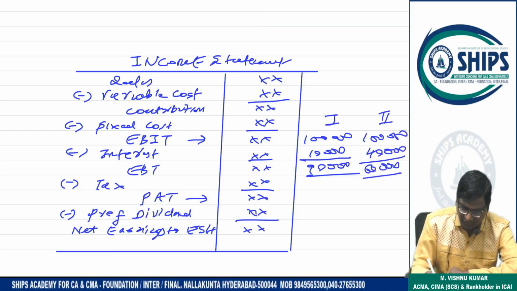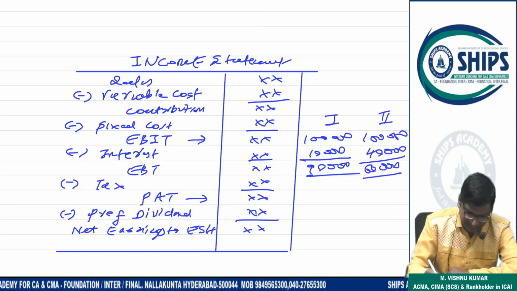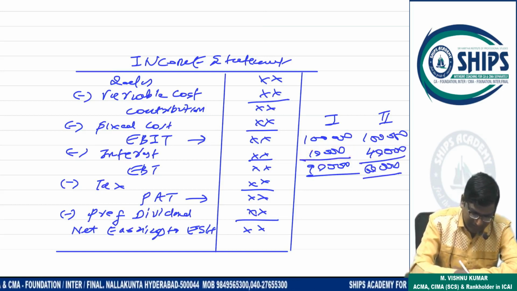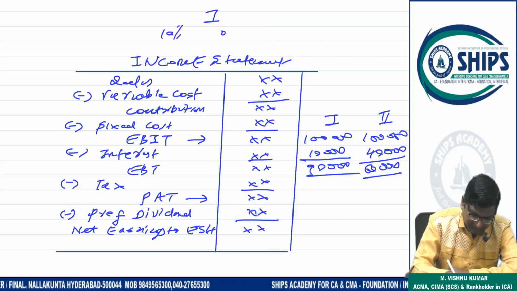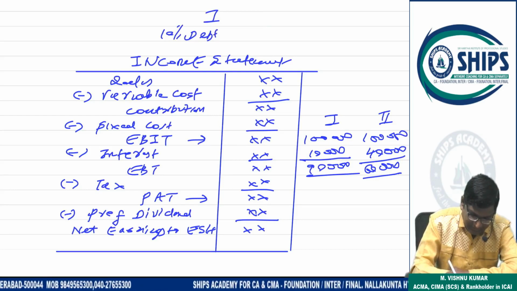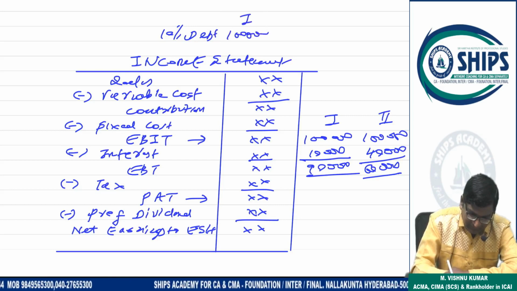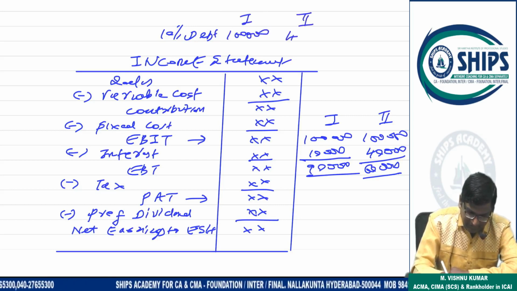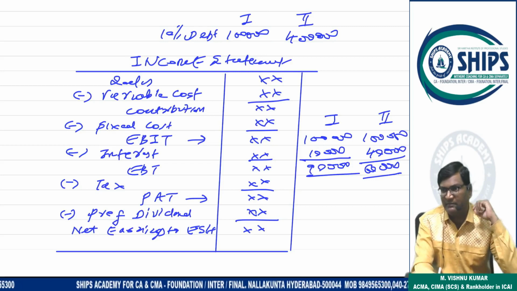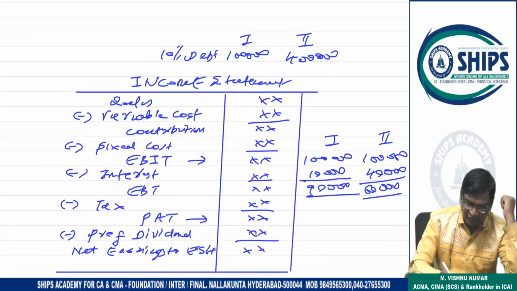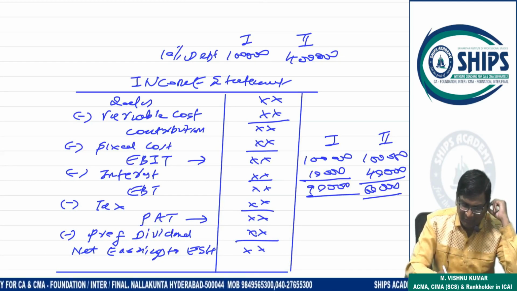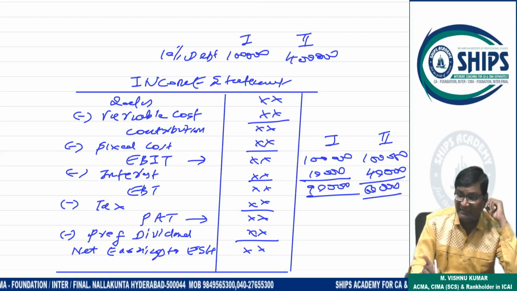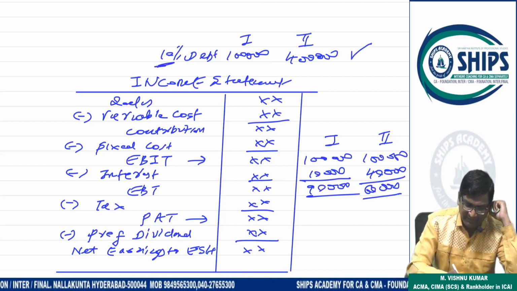60,000. Now from these two situations, what you are understanding is, in the first situation, suppose the company has 1 lakh rupee debentures at 10% debt. Second situation, suppose they have 4 lakh rupee debentures. So in the first situation, according to 10%, how much interest will come? 10,000. Second situation, how much interest? 40,000. Understanding? 4 lakhs into 10%.